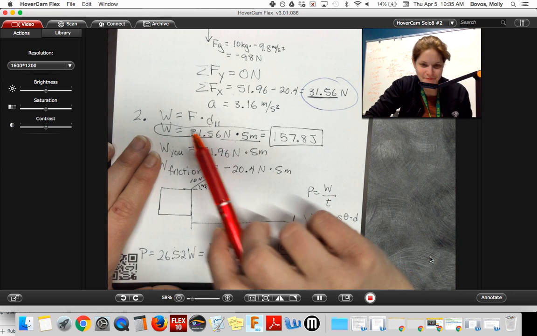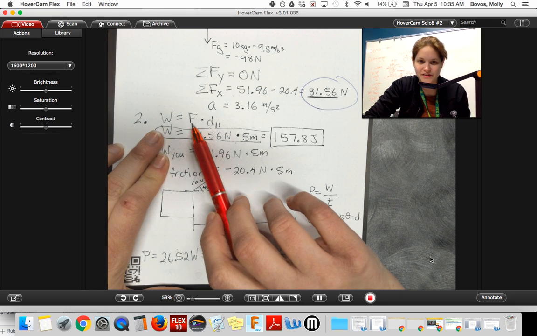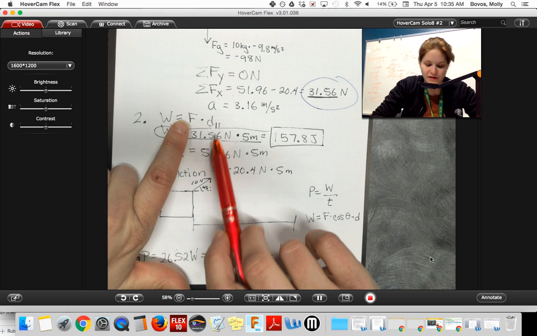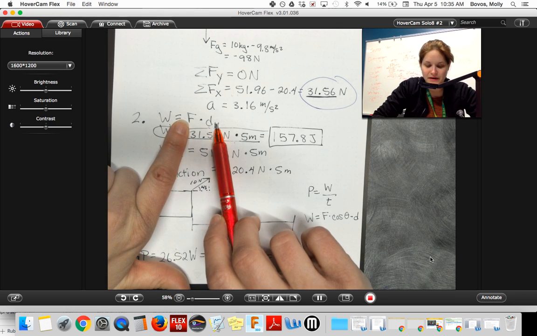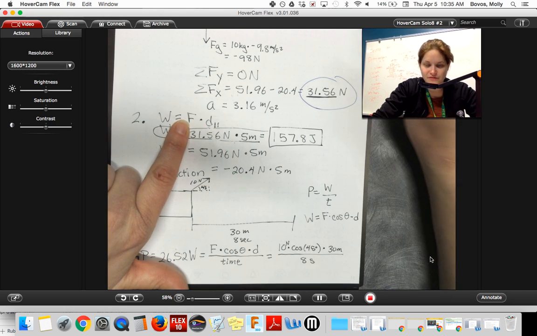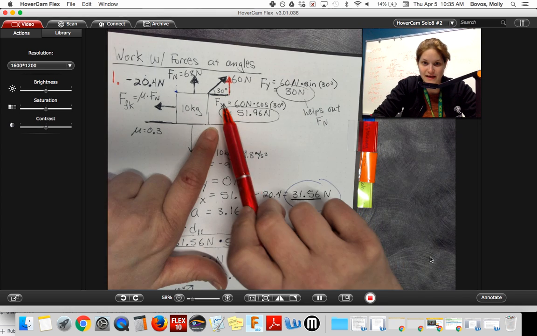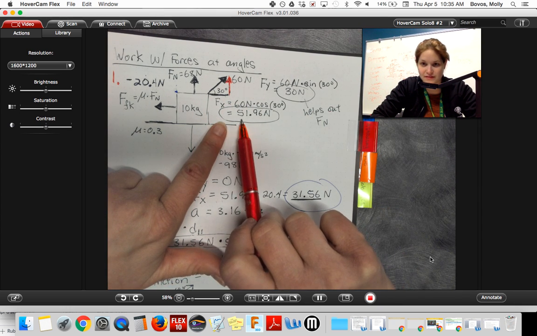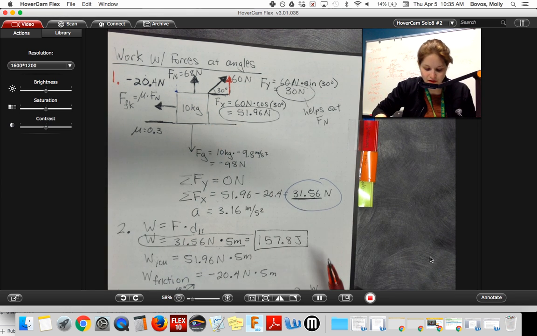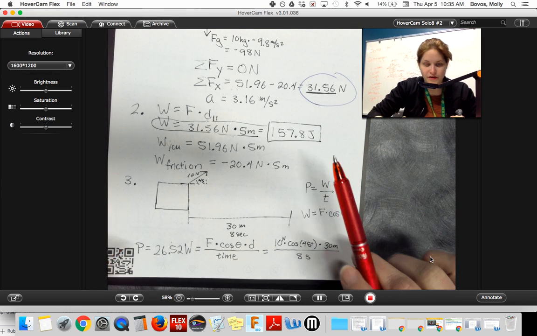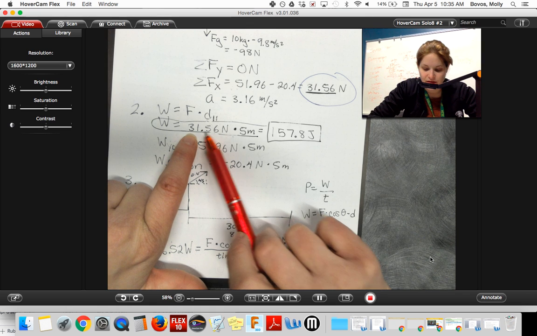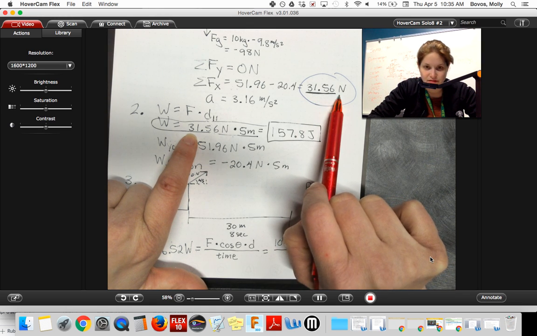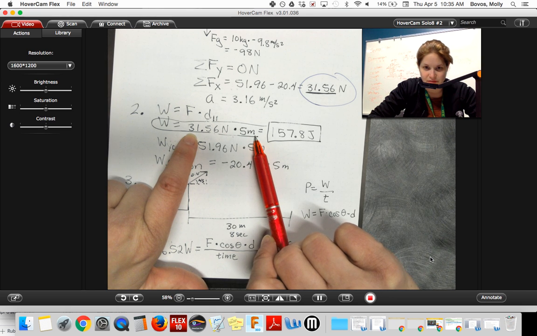Okay. So then the next question was the work is equal to force times the distance parallel. So if we're talking about force times distance parallel, then we need to just focus on the force that is actually parallel to the direction we're pulling, and that's the 51.96, okay? Now the overall work is actually just going to be our net force in the x direction, 31.56 newtons, times our distance, which was 5 meters.